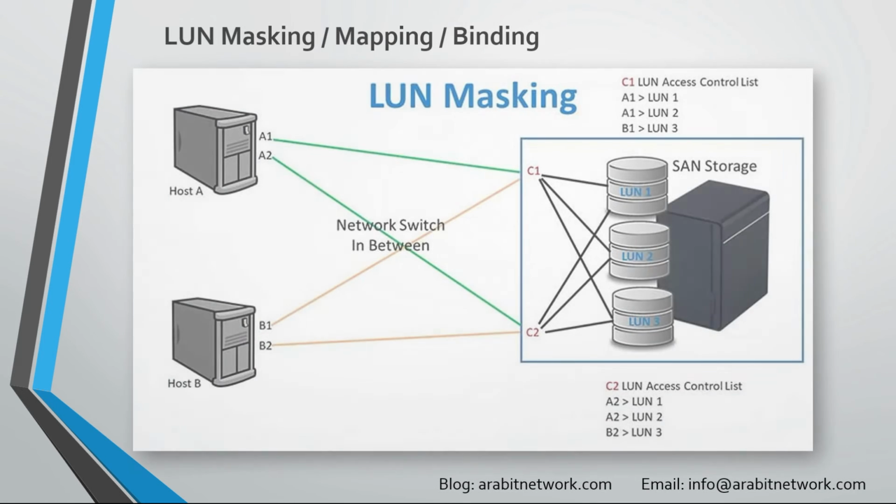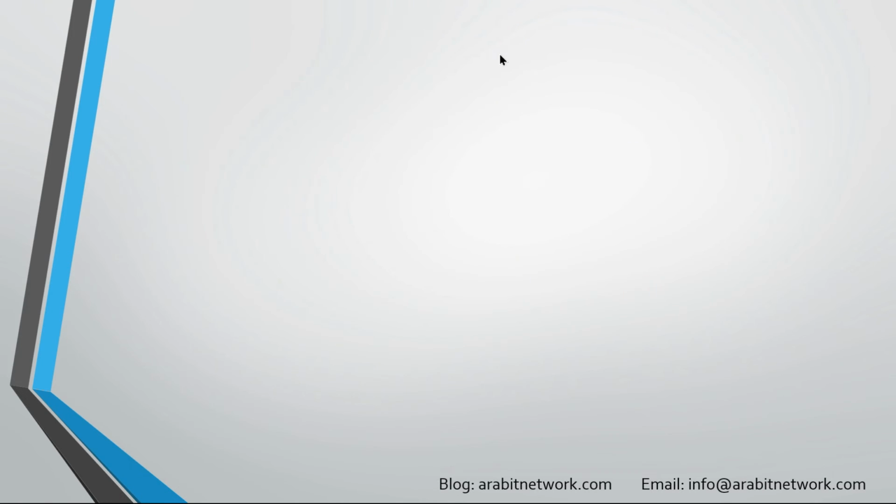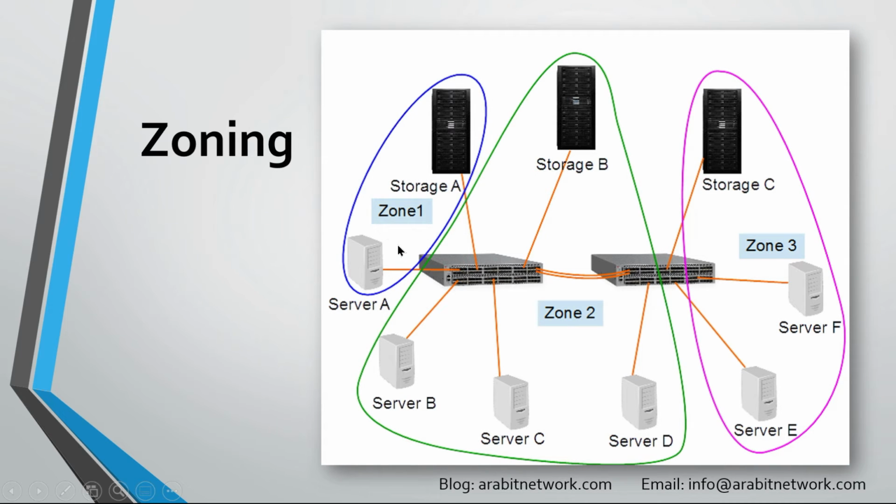Great, so there is another term also, which is the LUN masking. It could be called LUN masking, LUN mapping, or maybe LUN binding. It depends on the storage system you're using. Okay, so again, here in this view for zoning, a zone allows a server to access a specific SAN storage across the SAN switch, which is great. Okay, so now the SAN switch allows you to access a SAN storage.